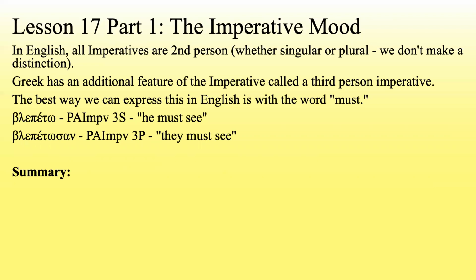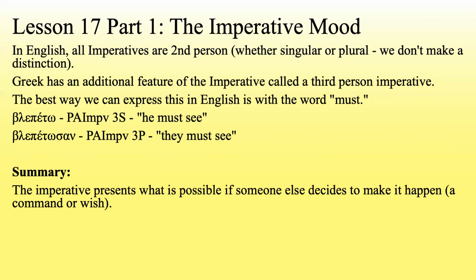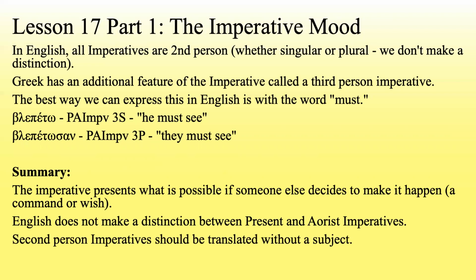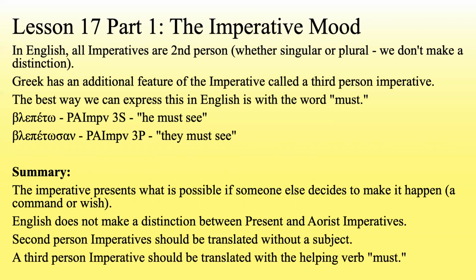But do realize that that carries the force of a command just for somebody other than the one who's receiving the command. The imperative presents what is possible if someone else decides to make it happen, a command or a wish. English does not make a distinction between present and aorist imperatives. Second person imperatives should be translated without a subject, which I didn't mention here. They will show up in Greek with a subject very often. We'll need to delete that subject when we come into English because we don't use one. And a third person imperative should be translated with the helping verb must.